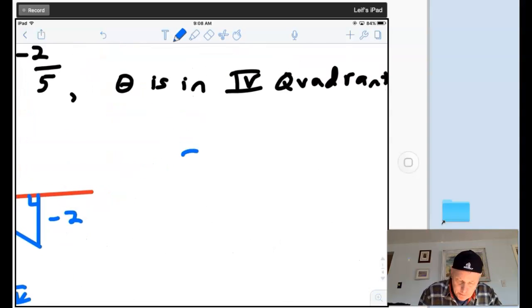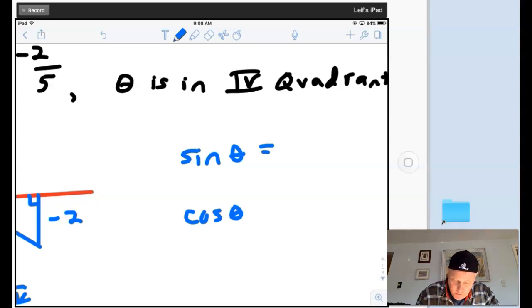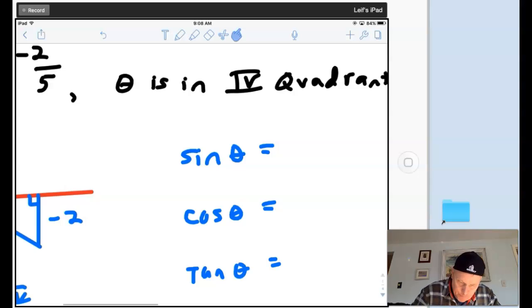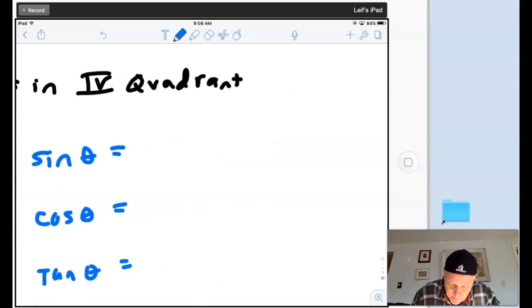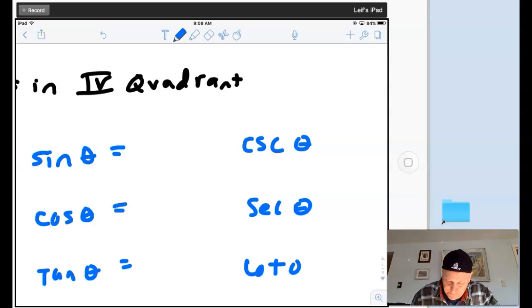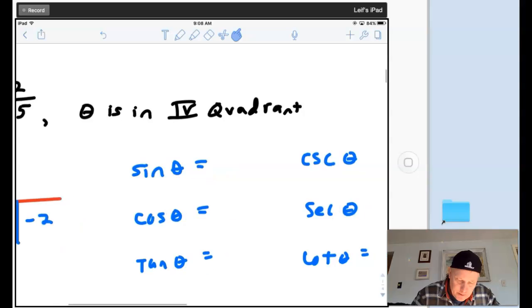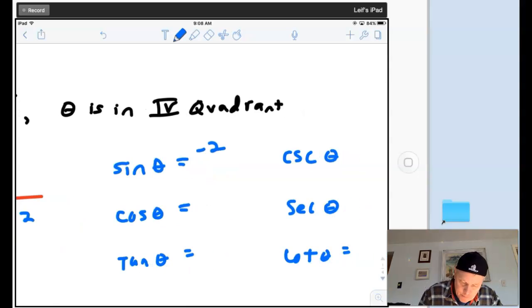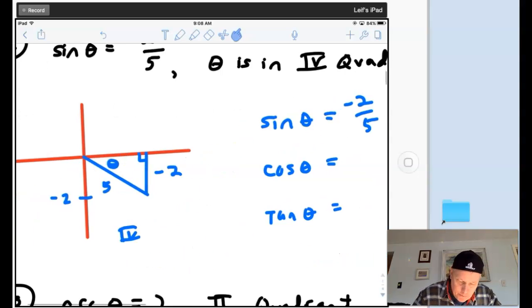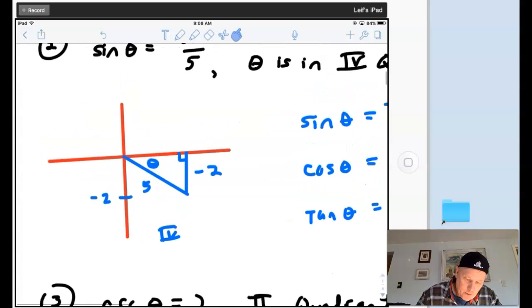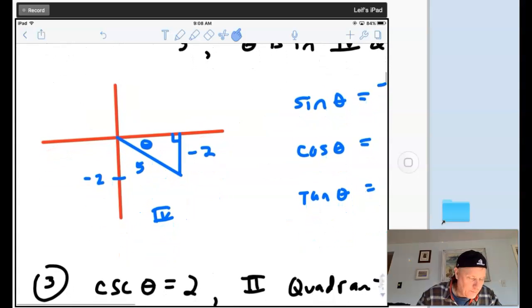I've got sine of theta, cosine of theta, tangent of theta, and then the inverses. Cotangent. Now they gave me one. They gave me that the sine is negative 2/5. Now I need the third side of that right triangle once again. Okay, so I'm going to do the Pythagorean theorem.